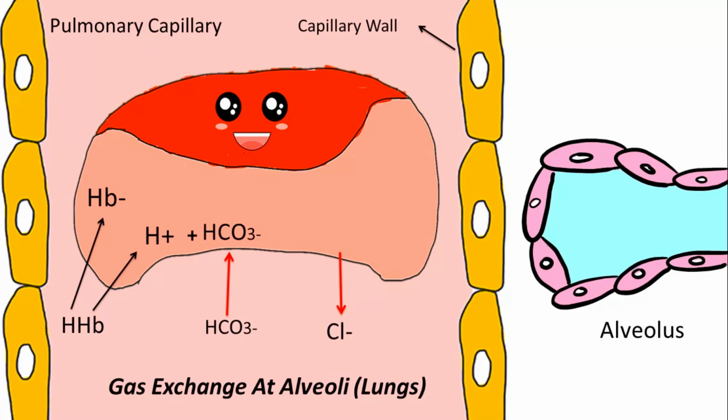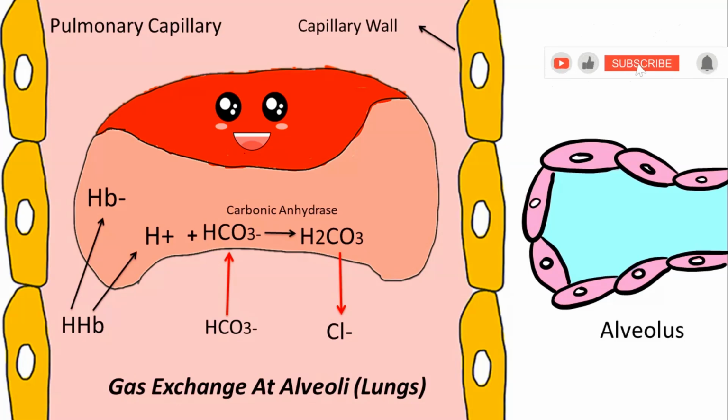What happens when bicarbonate ions enter the red blood cell? There they meet with H plus ions, and both H plus ions and HCO3 minus ions combine together in the presence of an enzyme, carbonic anhydrase, to form an acid which is known as carbonic acid, H2CO3. This reaction occurs only in the red blood cells because only in the red blood cells is the carbonic anhydrase enzyme present. It is not present in the blood plasma, so this reaction will not occur in the blood plasma. It will always occur in the red blood cells.